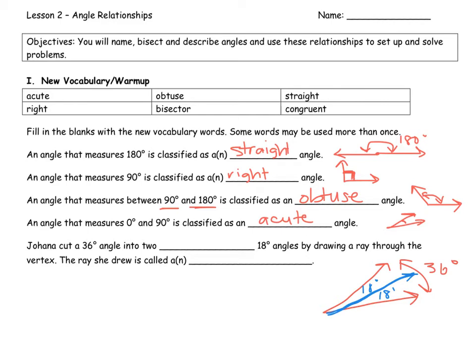And since they're both 18 degrees, that means they have the same measure and they're the same shape. So we use the word congruent to describe their relationship. Those two 18-degree angles are congruent because they have the same measure. The ray that I drew that cuts that angle in half is called a bisector, or an angle bisector.